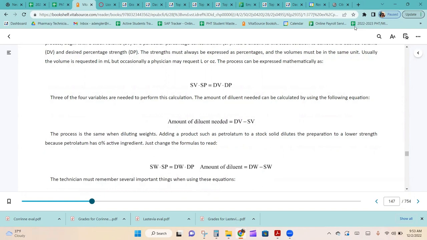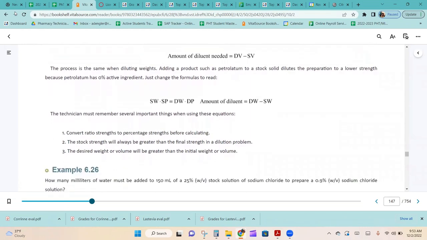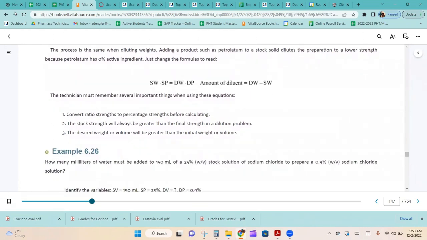3 of the 4 variables are needed to perform this calculation. The amount of diluent needed can be calculated by using the following equation. So the amount of diluent needed is equal to DV minus SV. The process is the same when diluting weights. Adding a product such as petroleum to a stock solid dilutes the preparation to a lower strength because petroleum has 0% active ingredient. Just change the formulas to read this way. So SW times SP equals DW times DP, and amount of diluent is equal to DW minus SW.